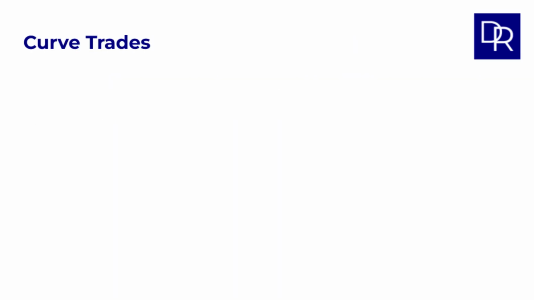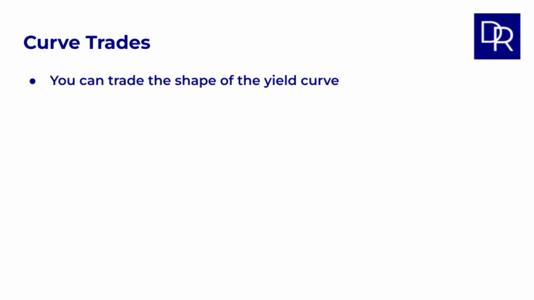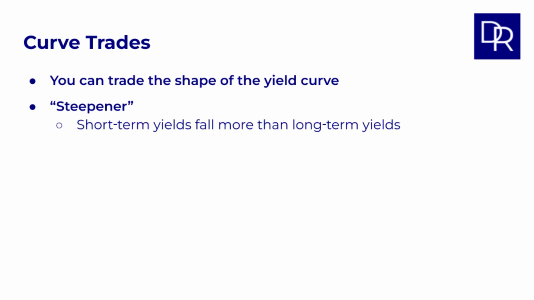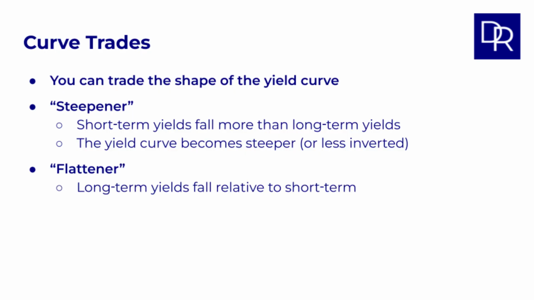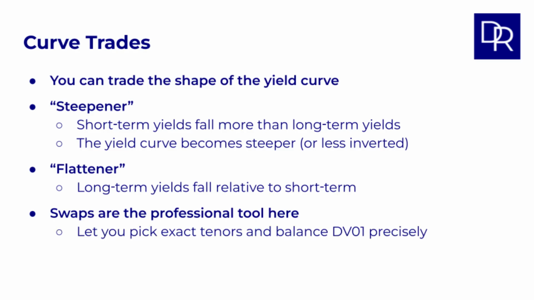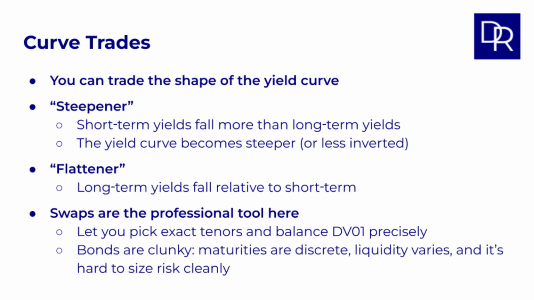And finally, there are curve trades. Beyond the outright views, you can trade the shape of the yield curve. A steepener means short-term yields fall more than long-term yields, so the yield curve becomes steeper or less inverted. A flattener means long-term yields fall relative to short-term. Swaps are the professional tool here because they let you pick exact tenors and balance DV01 precisely. Bonds are clunky, maturities are discrete, the liquidity varies, and it's hard to size the risk cleanly.